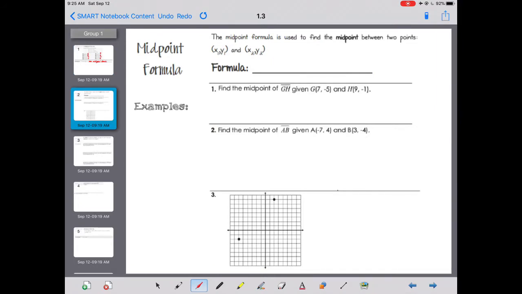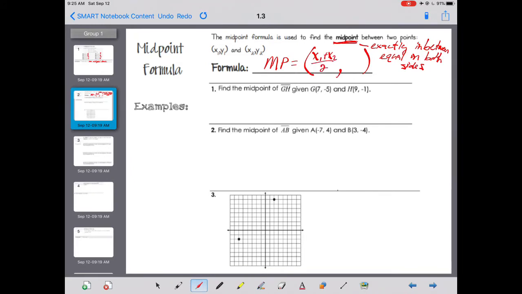Okay. So the midpoint formula is used to find the midpoint between 2 points. The midpoint: exactly in between, equal on both sides. The midpoint formula. MP, midpoint, equals, it's going to be a coordinate because it's points. It's going to be on a graph. It's the middle.